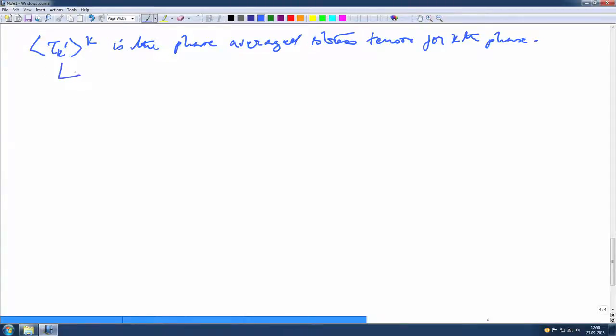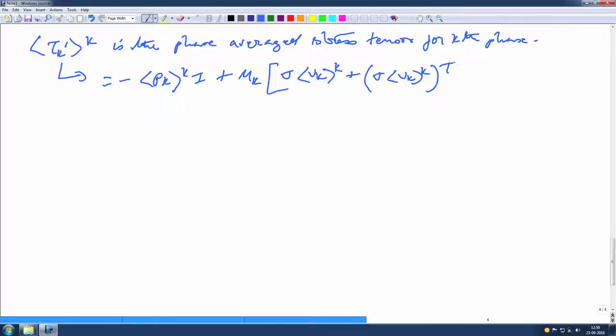This stress tensor can be further written in terms of the pressure, the viscosity, minus 2/3 mu k. So that is the stress tensor that you see.